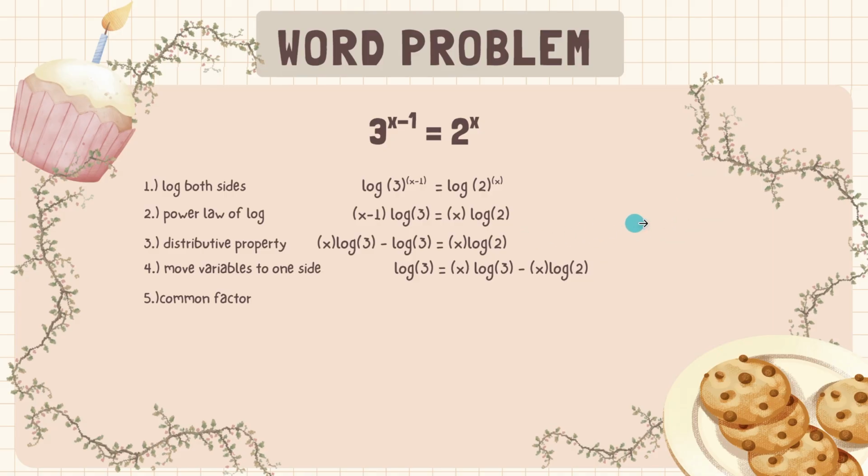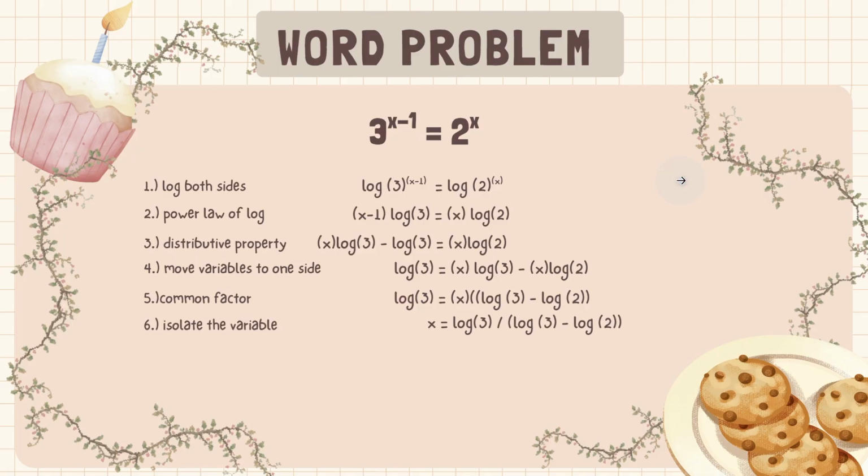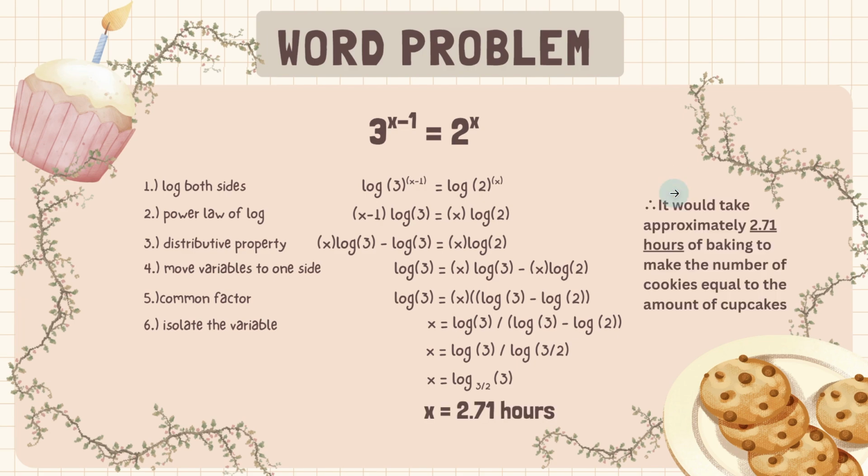Then you can see you can common factor out the x, so you do that. Then now you can isolate x by dividing log 3 by log 3 minus log 2. And for this one, you can simplify it more, like so. And now you can just type in the calculator, and it's going to give you 2.71 hours. It would take approximately 2.71 hours of baking to make the number of cookies equal to the number of cupcakes, Mr. Penguin.